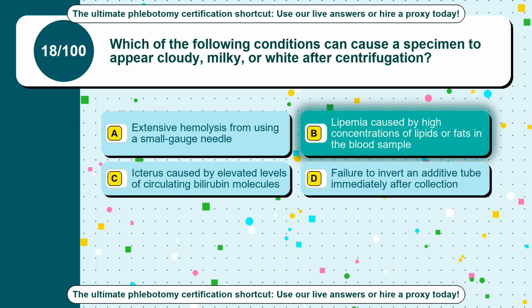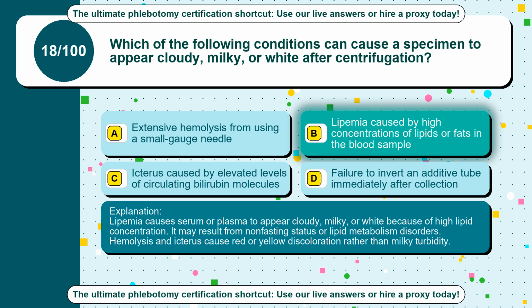The correct answer is option B, lipemia caused by high concentrations of lipids or fats in the blood sample. Lipemia causes serum or plasma to appear cloudy, milky, or white because of high lipid concentration. It may result from non-fasting status or lipid metabolism disorders. Hemolysis and icterus cause red or yellow discoloration rather than milky turbidity.